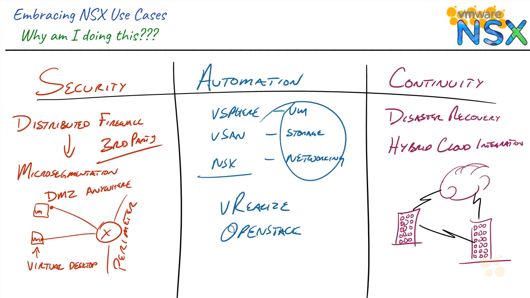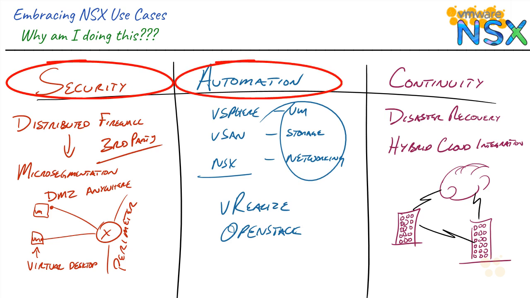So when we're trying to forecast our budget and figure out if we're going to be investing in NSX, we should be asking ourselves if this kind of security and automation and continuity that is available with virtualized networking is what we want to invest in.